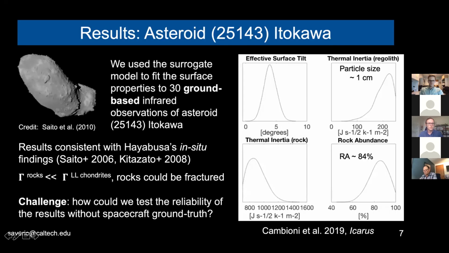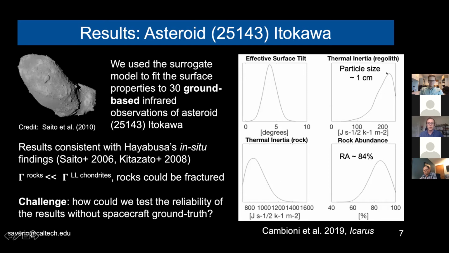We applied this approach to asteroid Itokawa. In particular, we used 30 ground-based observations, which are disk integrated, for Itokawa. And we used the machine learning model in a statistical way, in the sense that we statistically invert it. And this gives probability distributions that you can see here on the right. The ones I would like to draw your attention to are the ones for thermal inertia of the regolith, rock abundance and thermal inertia of the rock.